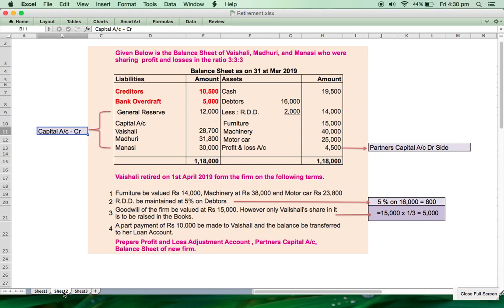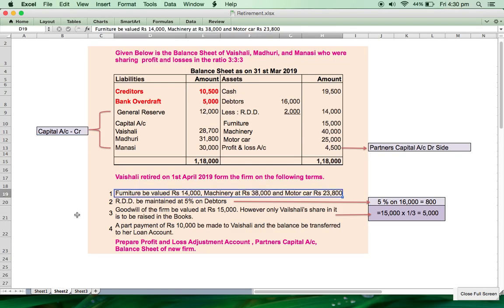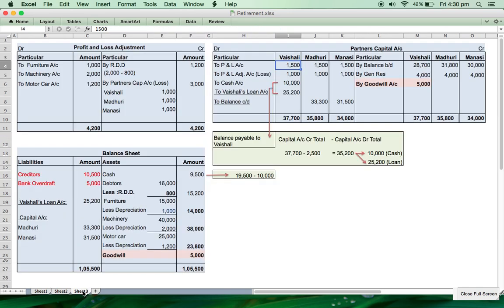Then let's see the adjustments. First, furniture to be valued at 14,000, machinery 38,000 and motor car 23,800. Here they have given you values of assets after revaluation. Whenever such values of assets or liabilities are given after revaluation, then we write these values in the outer column. So these values we are going to write in the outer column: 14,000, 38,000 and 23,800.